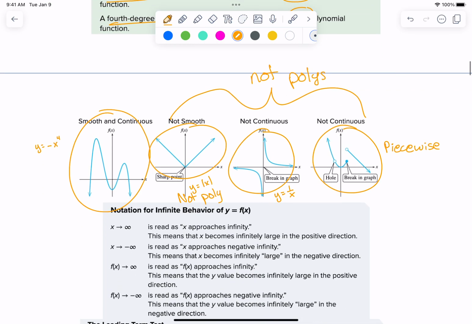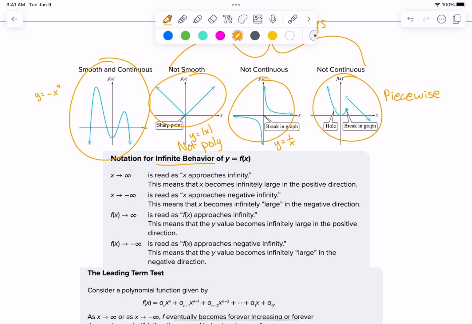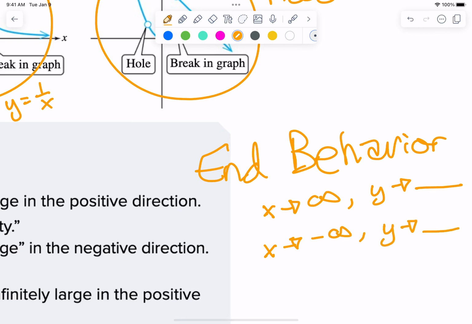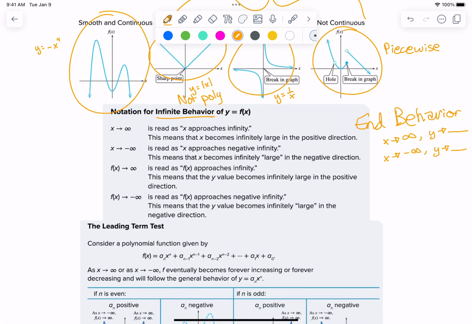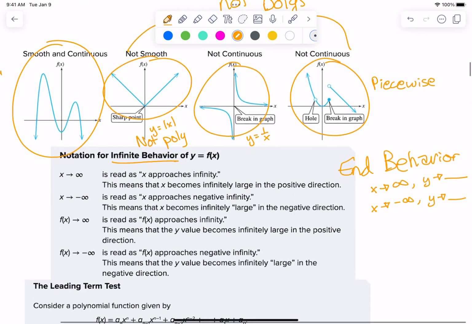All right. These are talking about infinite behavior, so they're talking about end behavior. I always write out end behavior as x goes to infinity, the y is doing something. As x goes to negative infinity, the y is doing something. Do you remember doing that? They're not too bad. What class have you learned these in? Go up, go up, go up.